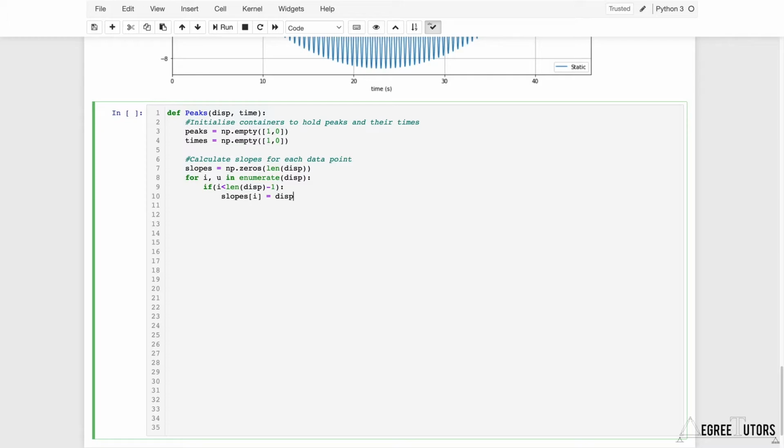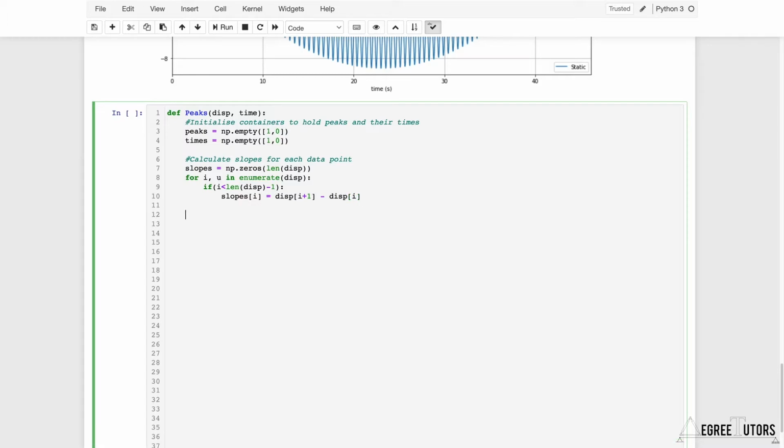So I'll say disp, let me see, so I want I plus 1, so that's the next value of displacement, minus the current value of displacement. Now if it was a true slope I was calculating, I would take that height difference and divide it by the time step between those values, but I don't really need to divide it by the time step because all I'm looking for is a sign change in the slope, not the absolute value of the slope.